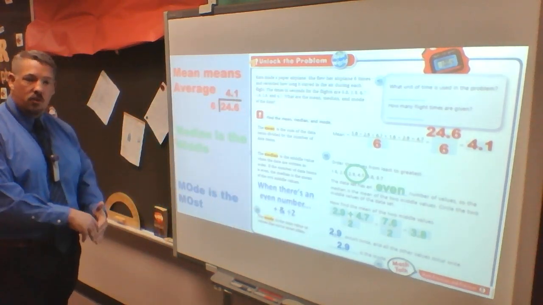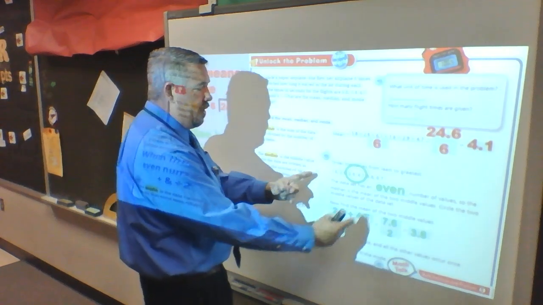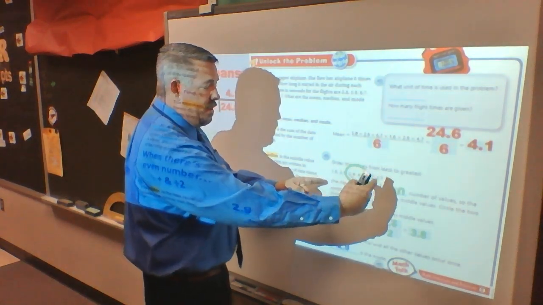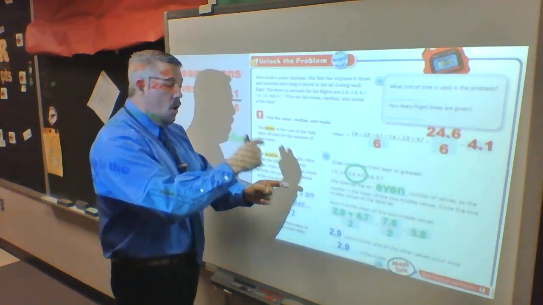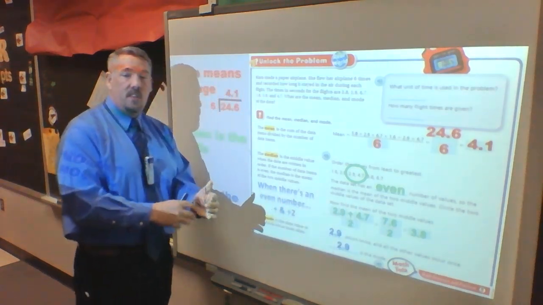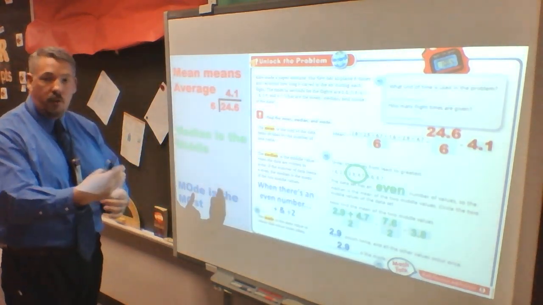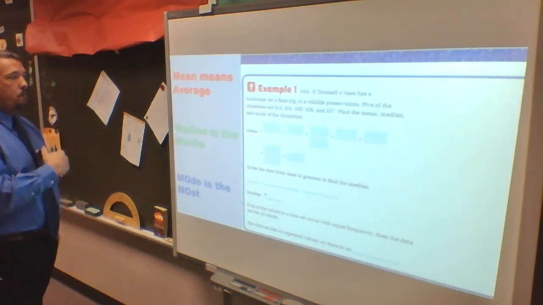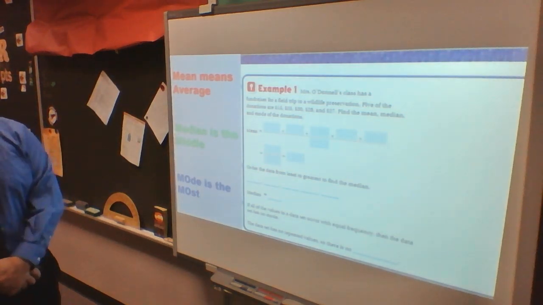If it asked me to do the range then, with them in order from least to greatest, I would simply take 6.7 and subtract 1.6, and I would see that my range is 5.1. But it doesn't, so we're moving on.